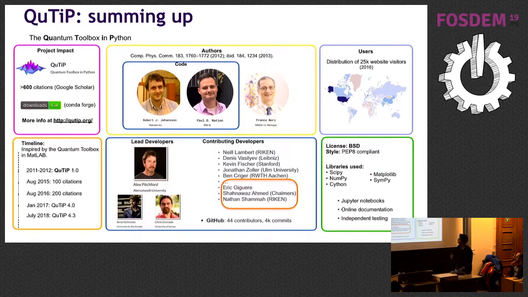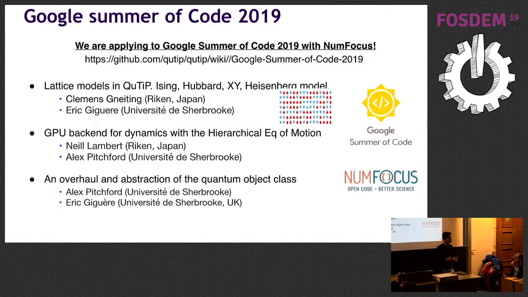Then I want to talk about Google Summer of Code. Hopefully some of you, if you are students, would be interested in contributing and becoming a part of the QuTiP community. So we are applying to Google Summer of Code this year with NumFocus. And right now we have three projects, and maybe we might add a couple more.